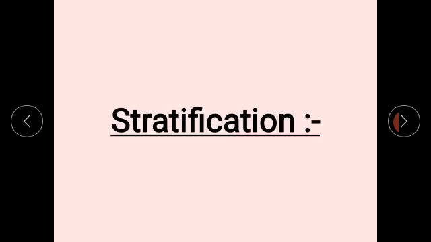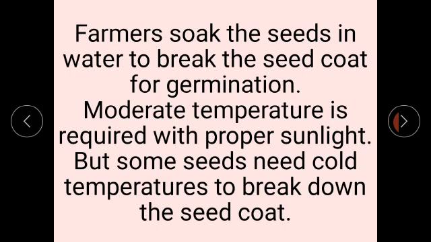Now we will study stratification. What is stratification? Farmers soak the seeds in water to break the seed coat for germination. For this process, they need some conditions, and those conditions are moderate temperature with proper sunlight, but some seeds need cold temperatures to break down the seed coat. This process is called stratification. Clear?